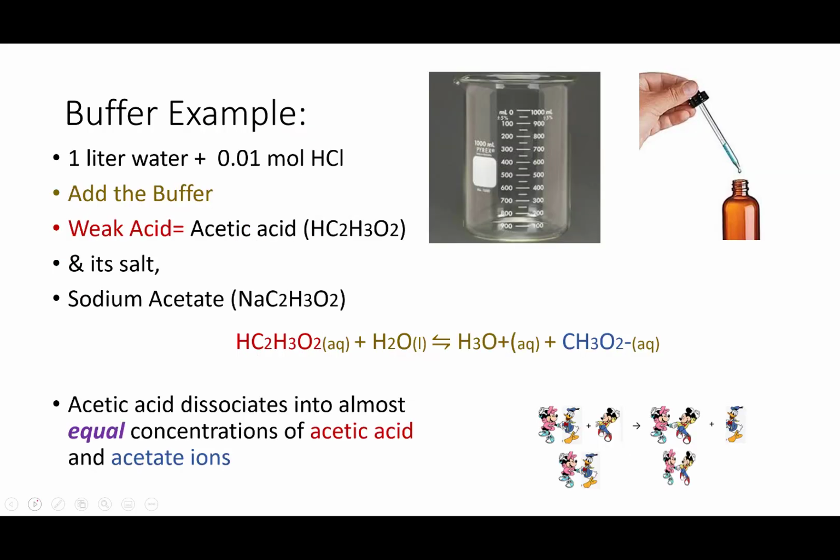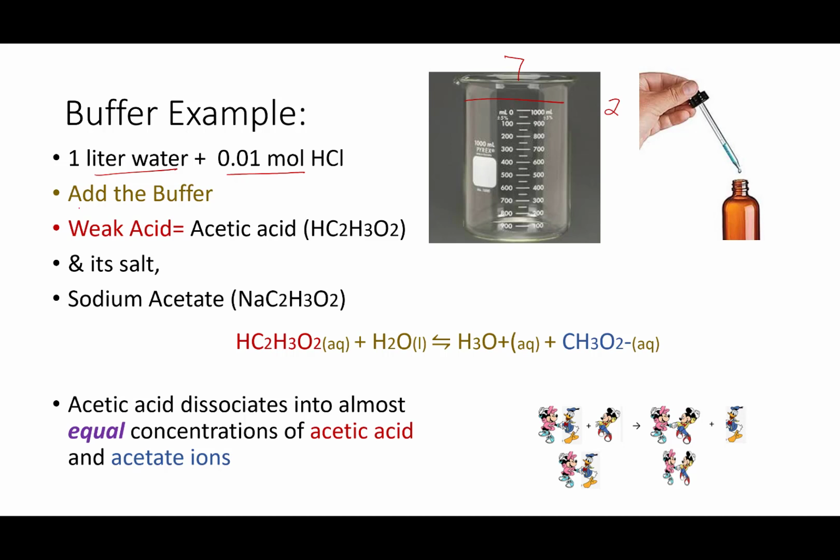So let's go through a specific example of a buffer and let's talk through how it would work. Earlier, we talked about a liter of water. We added a little hydrochloric acid, and the pH of the liter of water changed from 7 to a pH of 2.